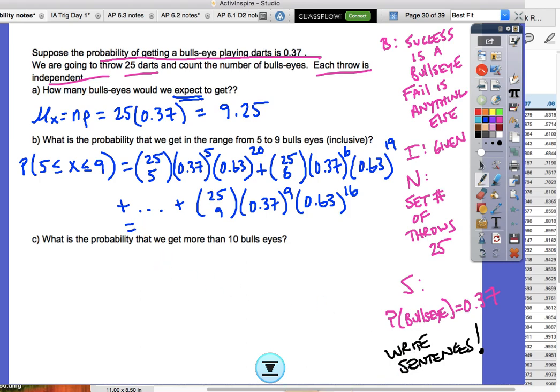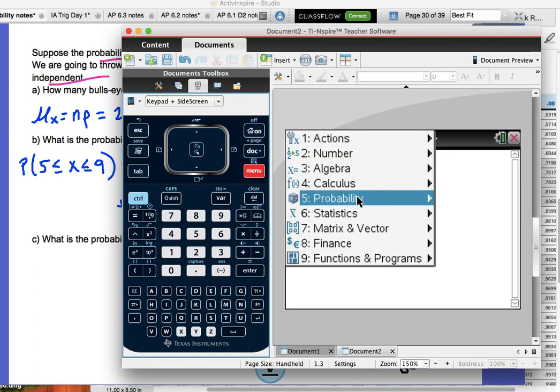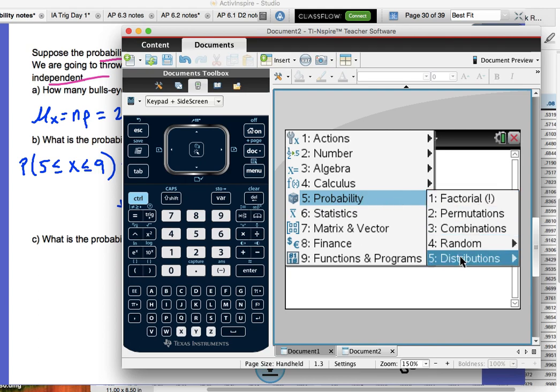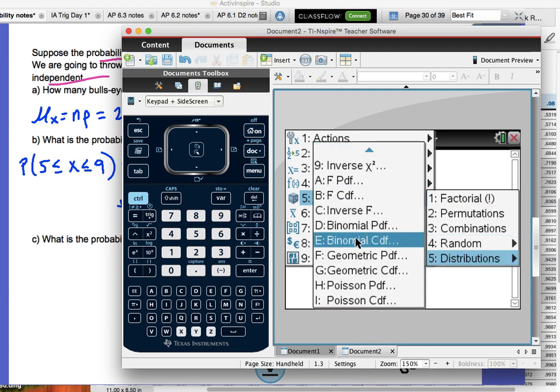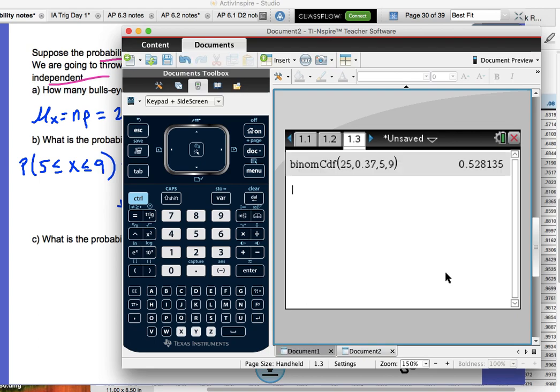Now you can go to your calculator though and get your answer. So we're going to go Menu, Probability, Distributions, and you're going to look for binomial. Since this was an inequality, we're going to do CDF. Number of trials is 25. The probability of success was 0.37. My lower bound of successes was 5, and my upper bound is 9. Hit OK, and there's your final answer, 0.528.